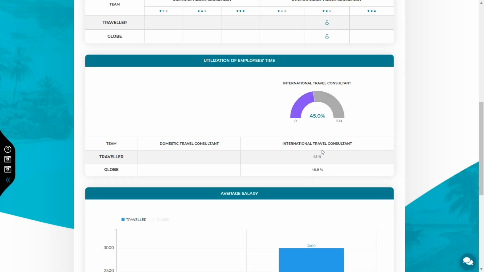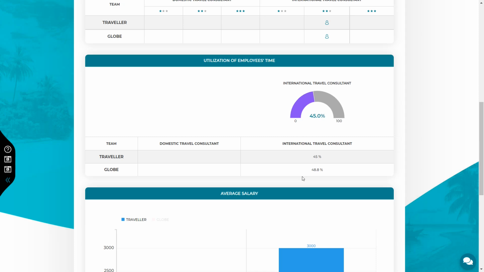The international travel consultant on the traveler team was busy for 45% of their time, while on the globe team, 48.8%. In both teams, employees still had more than 80 hours of working time at their disposal, so they were certainly not a bottleneck and did not cause lost sales. Just like with the equipment utilization, remember 3 things about using employees' working time.